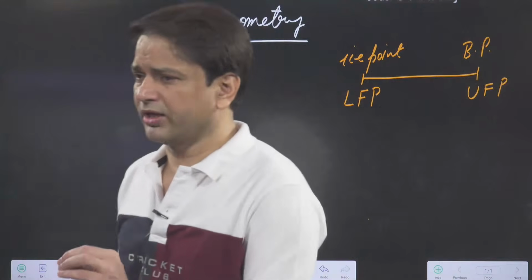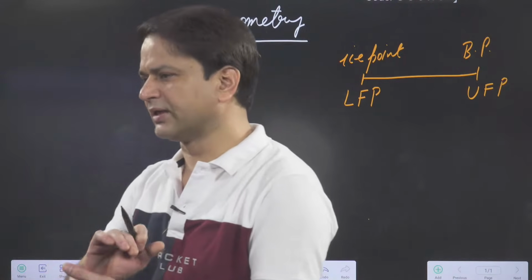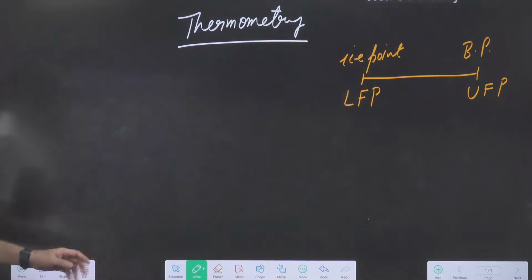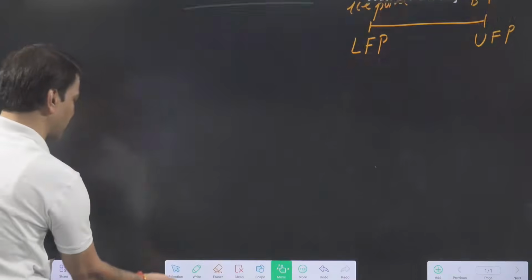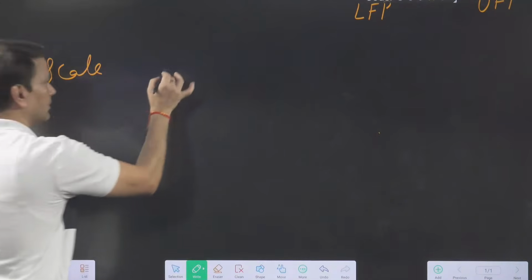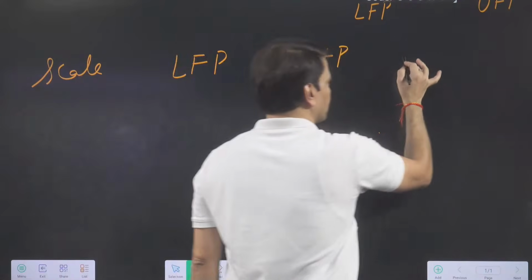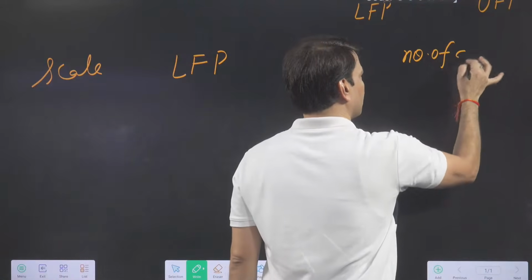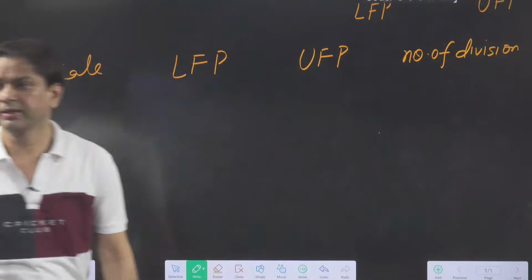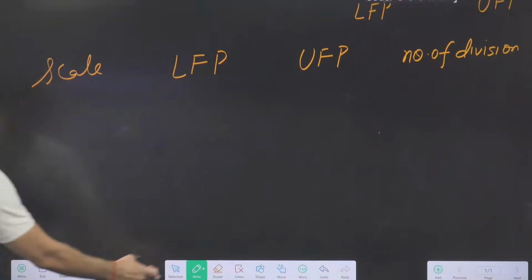Now mainly we have to deal with 3 scales. Somewhere Reaumur and others are also given, but in the NCERT only 3 are given. So we will deal only with the 3 scales. So those 3 scales are what? Here, suppose I am taking the first one, the Celsius scale.